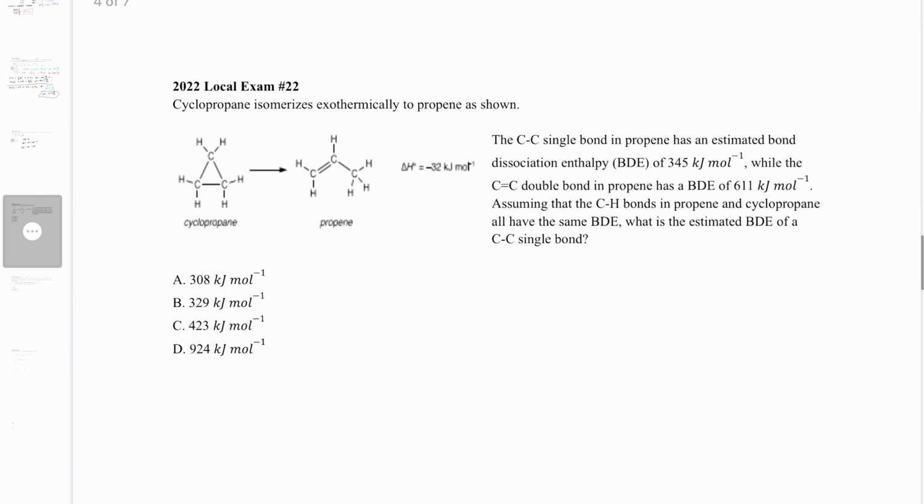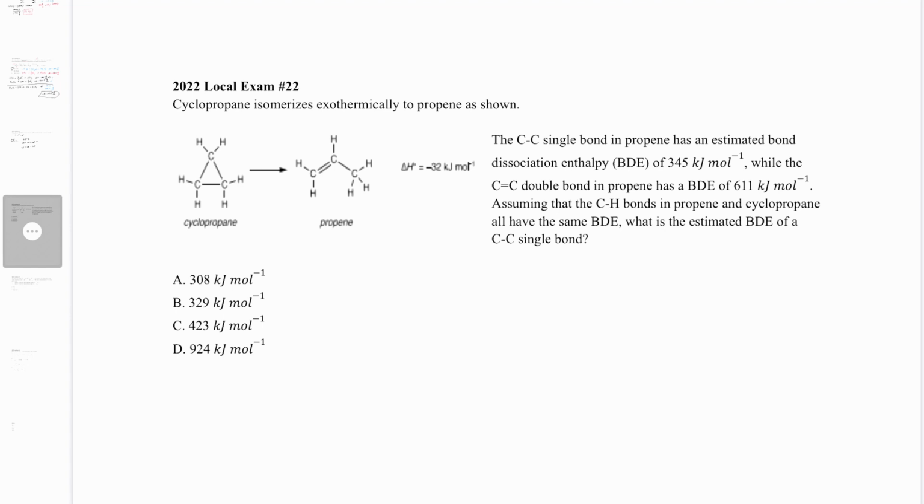Cyclopropane isomerizes exothermically to propene as shown. The carbon-carbon single bond in propene has an estimated bond dissociation enthalpy of 345 kilojoules per mole, while the carbon-carbon double bond in propene has a bond dissociation energy of 611 kilojoules per mole. Assuming that the CH bonds in propene and cyclopropane all have the same bond dissociation enthalpies, what is the estimated bond dissociation enthalpy of a carbon-carbon single bond?